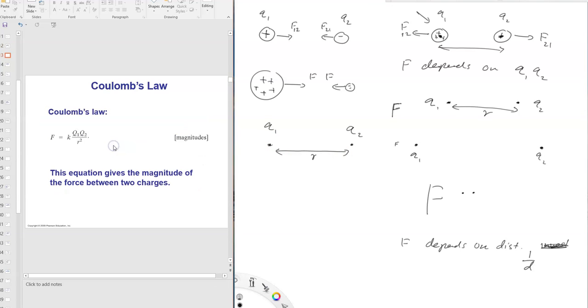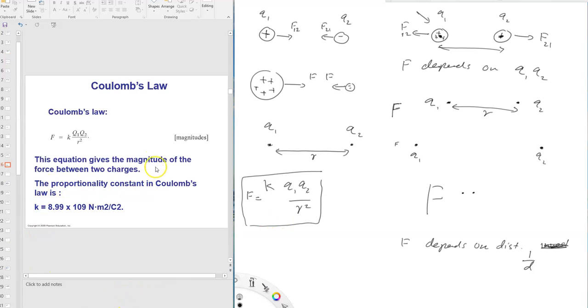Let's go to the next slide. Coulomb's law says the force between the two charges is K times Q1 Q2 over R squared. That's the force. This is Coulomb's law. This equation gives the magnitude of the force between the two charges. Okay. All right, let's talk about the details of this in a second.